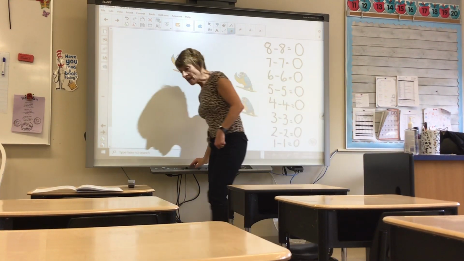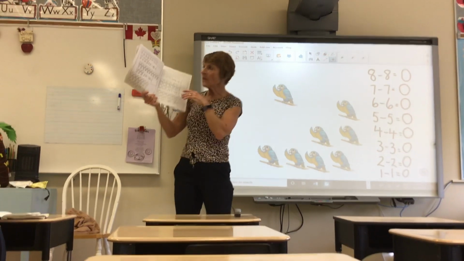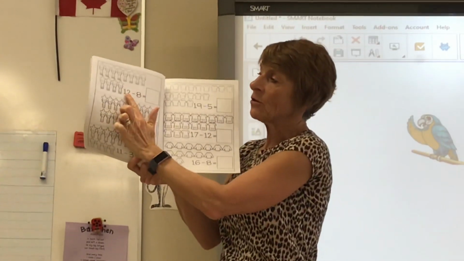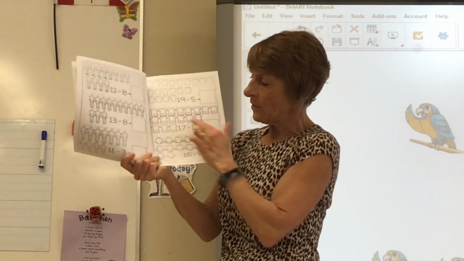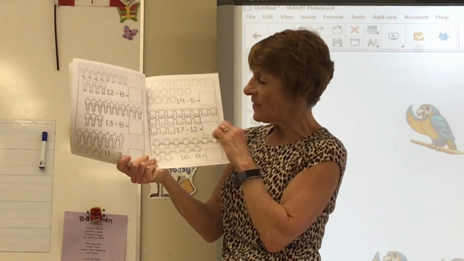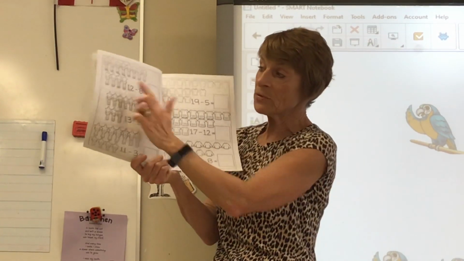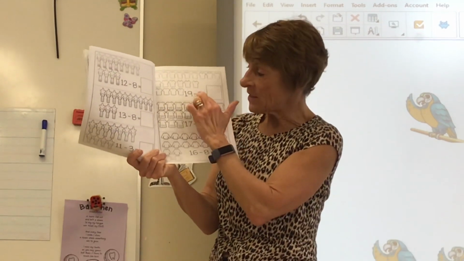Okay, so today in your booklet, you're going to work on the page where the person is holding the star, and you're going to go 12, take away 8, and get the number. You're going to do this page and this one. These numbers are getting bigger. If you wanted to, you could make sure there was 12, make sure there's 19, and then take away your 5.